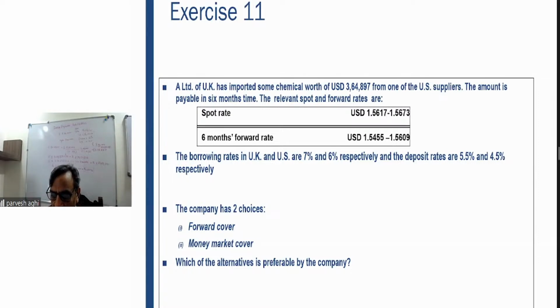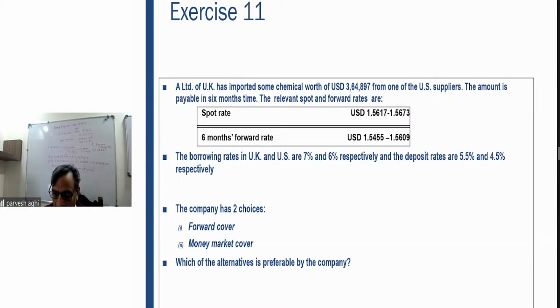The borrowing rate in UK is 7% and in US it is 6%. So borrowing rates in UK and US are 7 and 6% respectively. And the deposit rates are 5.5% and 4.5% respectively. Now here, remember yesterday we assumed that there was only one rate. But now both the rates are given, borrowing rates as well as deposit rates.